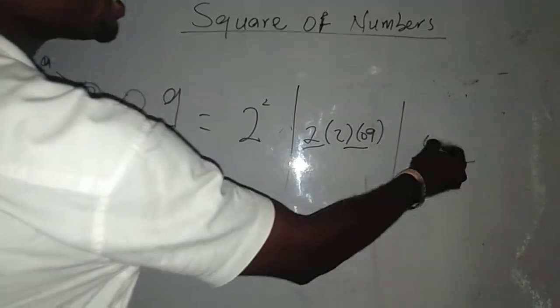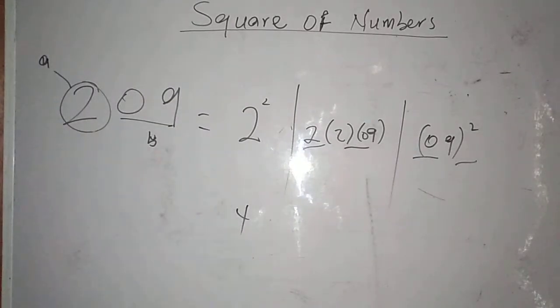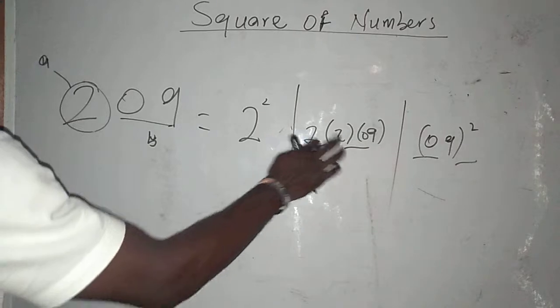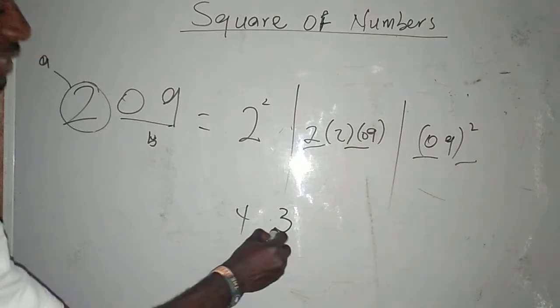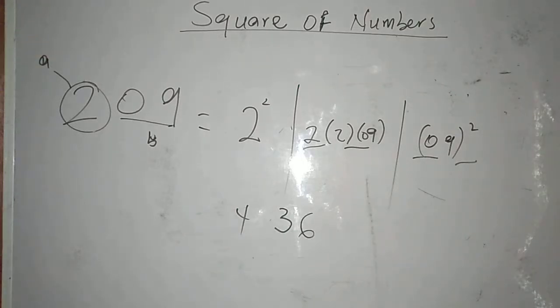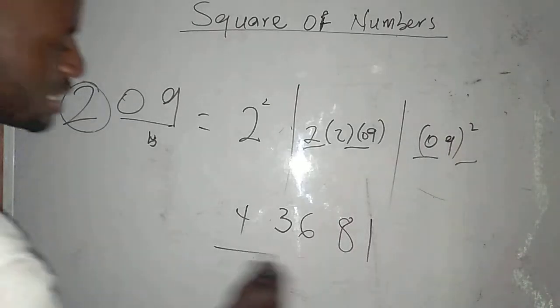The last one will be what? 09 square. Now, my final answer will be 4. This is going to be what? 4 times 9 will be 36. Yes, 36. Now, I have my 36. Now, the next one will be what? 9 square is 81, which is my answer. That is my final answer.